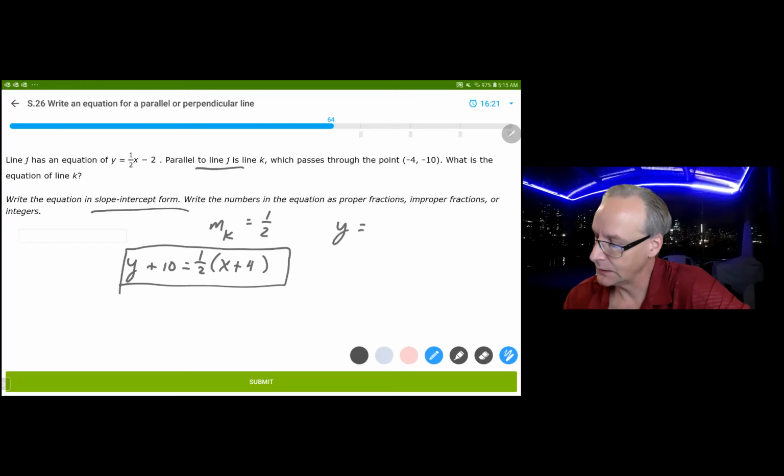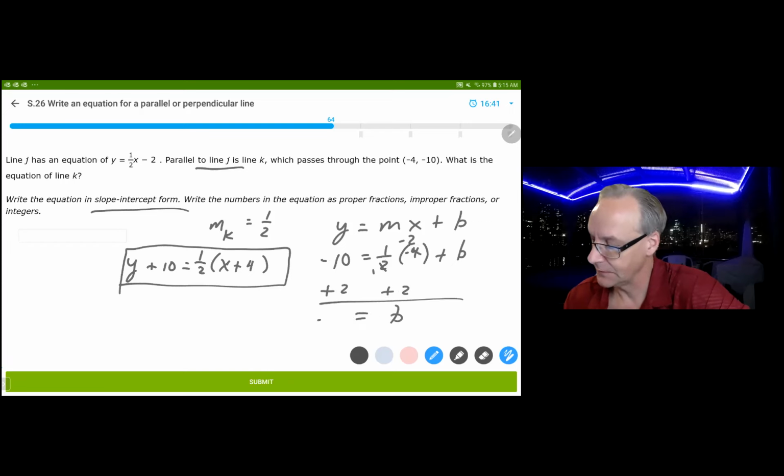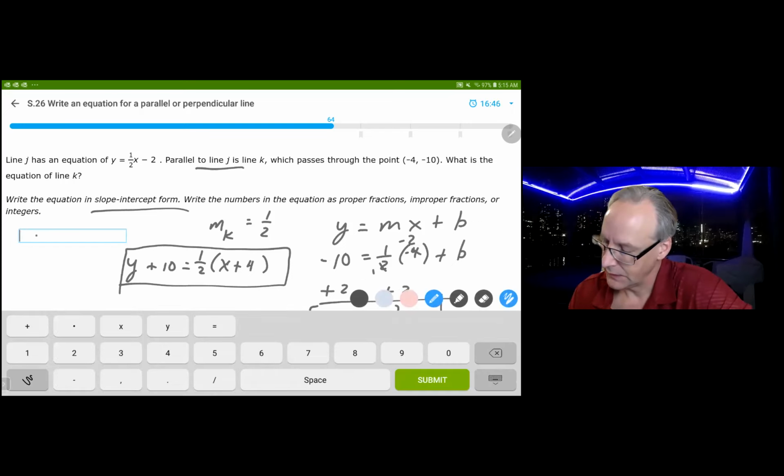So y equals mx plus b. We're going to put in our -10 is equal to m, which is 1/2, times x, which is -4, plus b. This reduces to -2. I'm going to add 2 to both sides. I'll go ahead and write it. And b equals -10, -8. And we're almost done. We have y equals 1/2 x, because that's our slope. And we ended up with -8. So space minus 8.